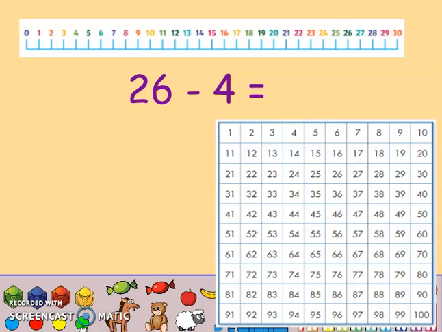And what we've been doing all week is we've been counting back, haven't we? We've been counting back to take away. So here I've got the calculation 26 take away 4. If I put my counter on 26 and count back 4, 1, 2, 3, 4, what's the answer? 26 take away 4 is equal to 22. Well done. I could do that here, couldn't I? 1, 2, 3, 4, 22.